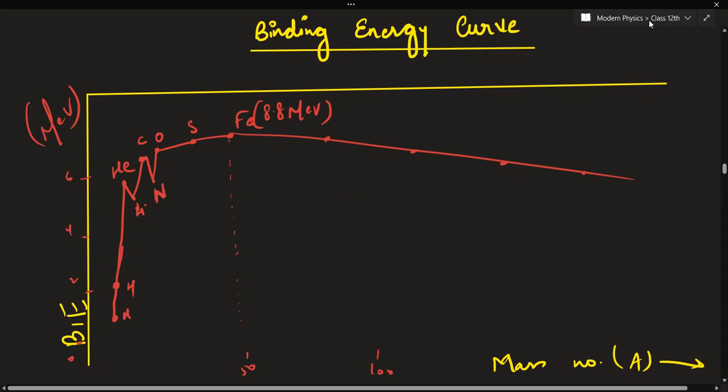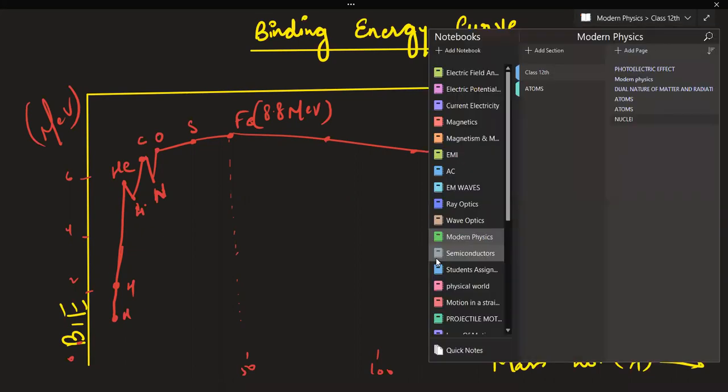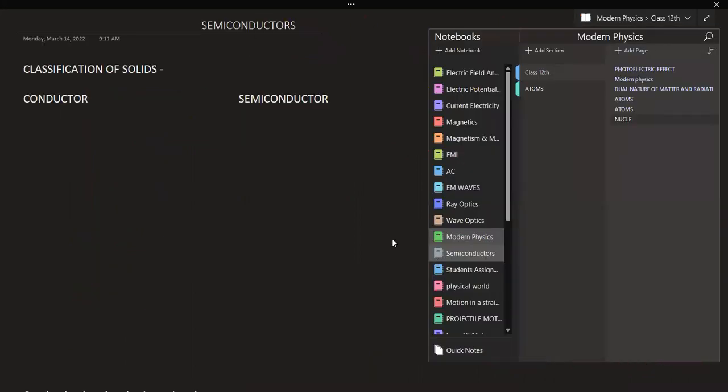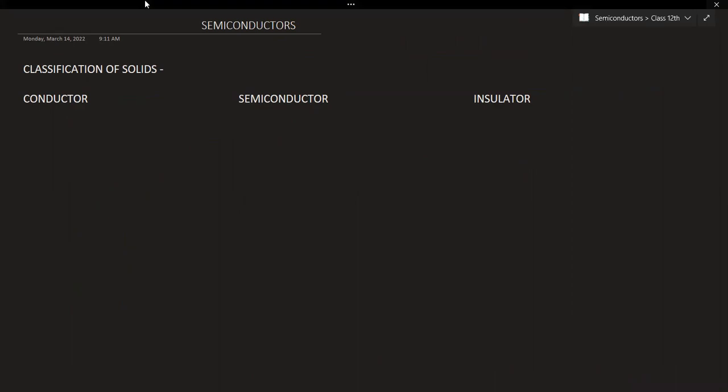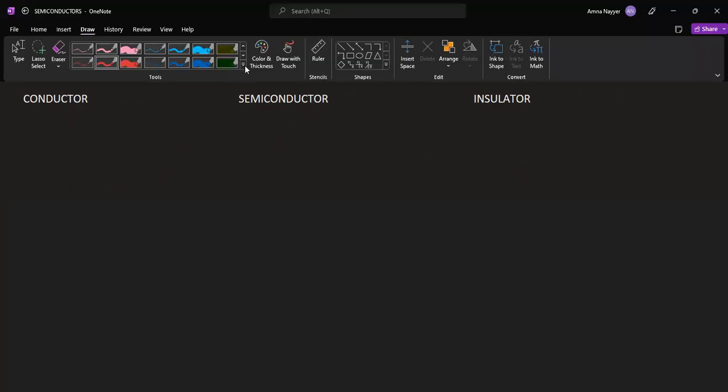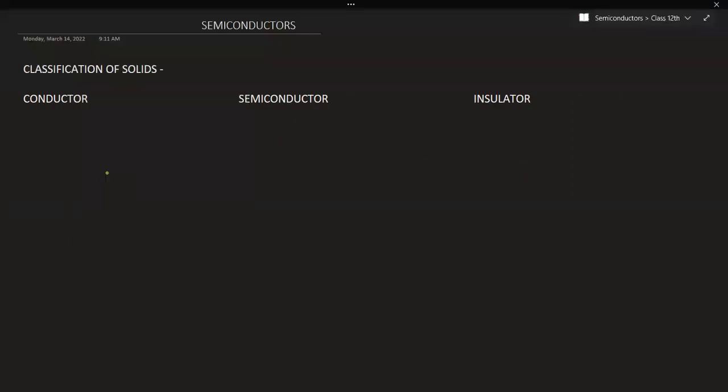Okay, then let's start with semiconductors if you don't have any issues in nuclei. See, before exactly starting with semiconductors, you should have an idea of the classification of solids. How are solids classified? So see, there are certain differences on the basis of which conductors, semiconductors, and insulators are classified. Firstly is based on resistivity.